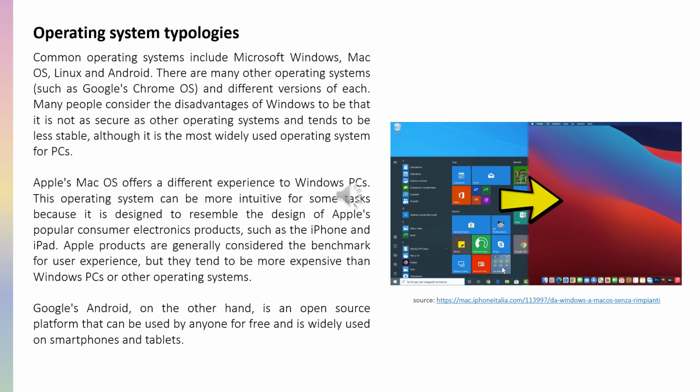Apple's Mac OS offers a different experience to Windows PCs. This operating system can be more intuitive for some tasks because it is designed to resemble the design of Apple's popular consumer electronics products, such as the iPhone and iPad. Apple products are generally considered the benchmark for user experience, but they tend to be more expensive than Windows PCs or other operating systems. Google's Android, on the other hand, is an open source platform that can be used by anyone for free and is widely used on smartphones and tablets.